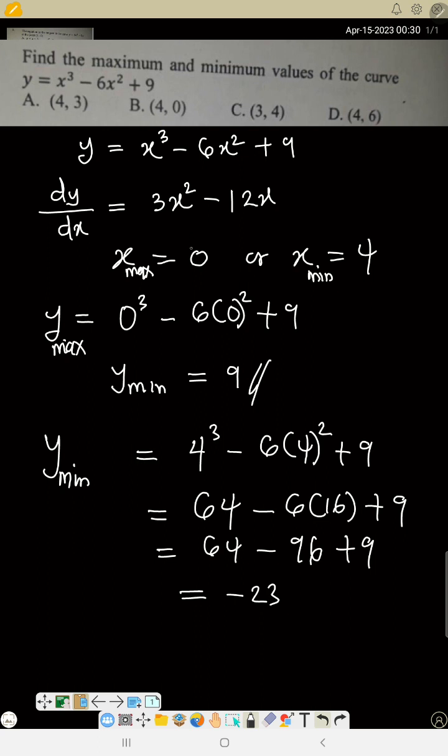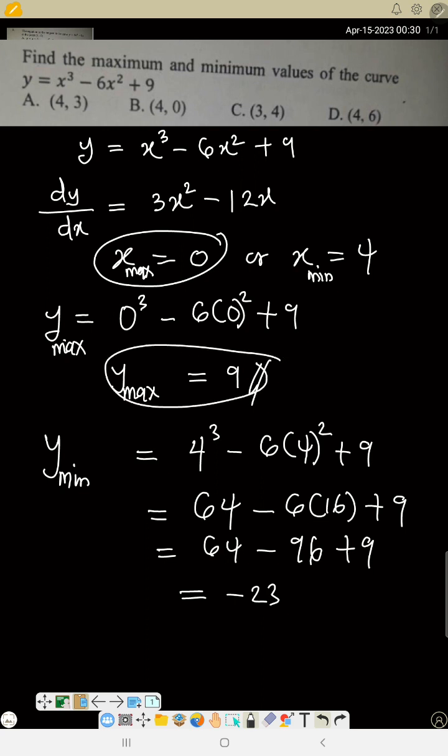So that means S minimum is 0, Y minimum is 9. S minimum is 4. S maximum is 4. So I have to change this also to maximum. So as S maximum is 0, Y maximum is 9. As S minimum is 4, Y minimum is minus 23.